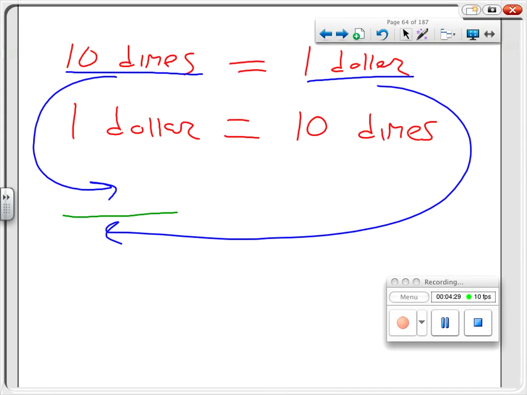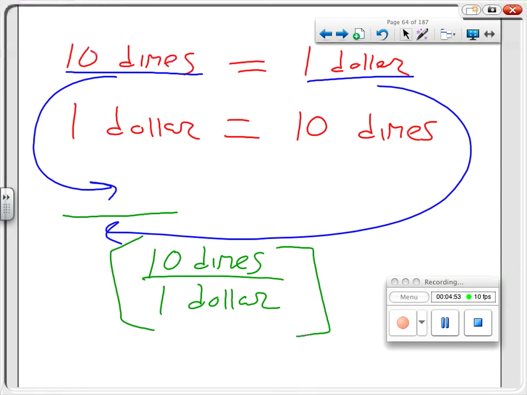And what does that look like? It looks like this. We can say 10 dimes over $1. I know it looks like 10 dimes divided by $1, but it's not. It can be called a conversion factor. A conversion factor is a mathematical tool that we can use to change one kind of thing into another kind of thing. This isn't a mathematical operation yet. Does that make sense? It's just a conversion factor.